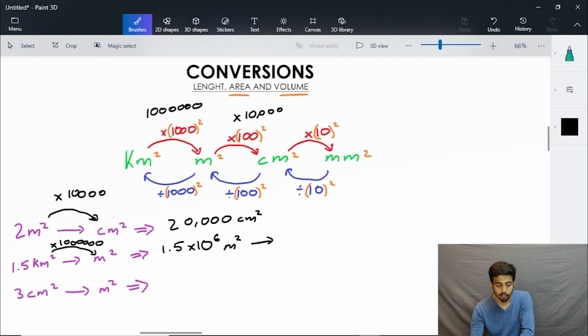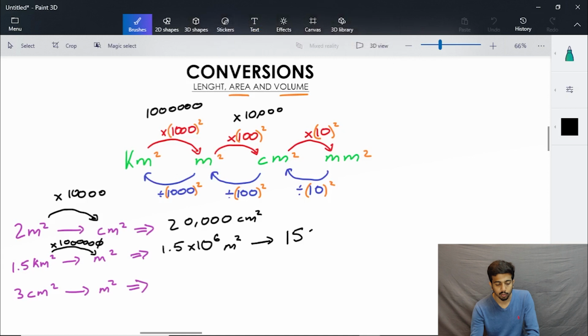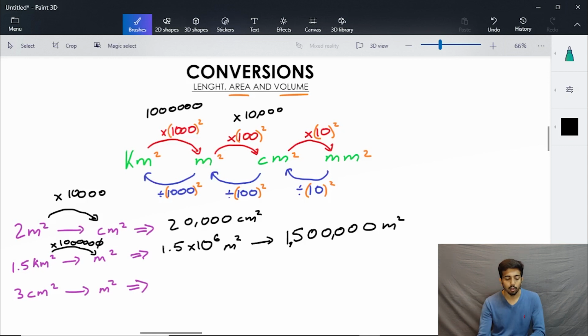What you can do is that first you can write 1.5. The 0 will be gone in order to take the decimal from here to here. So you can negate 1 zero, but you'll have to write the rest of the 5 zeros. So 1, 2, 3, 4, 5. Well, this is actually 1,500,000 meter square.